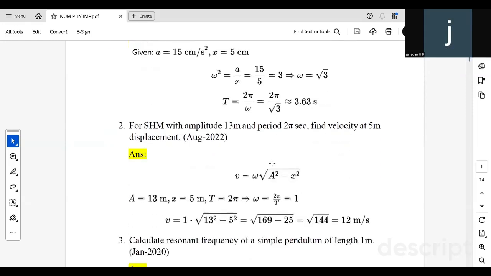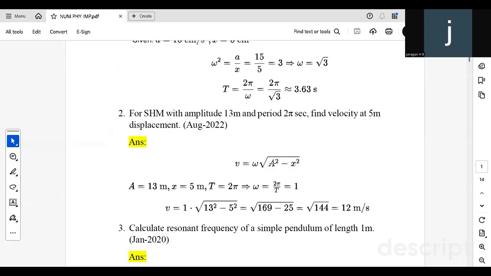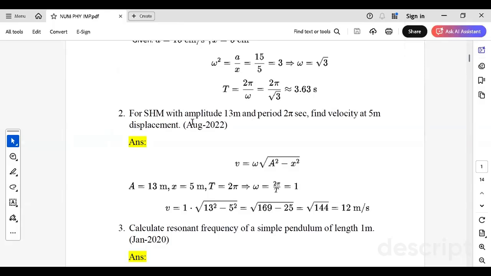Yes, coming to the next question. The second question: for SHM with amplitude 13 meters and period 12 pi seconds, find the velocity at 5 meter displacement. So we know that V is equal to omega root over A square minus x square. So A is the amplitude, 13 meters, and x is equal to 5, the given displacement.